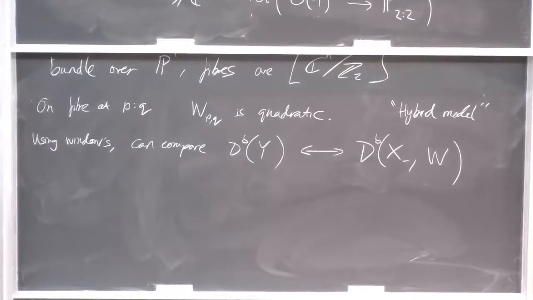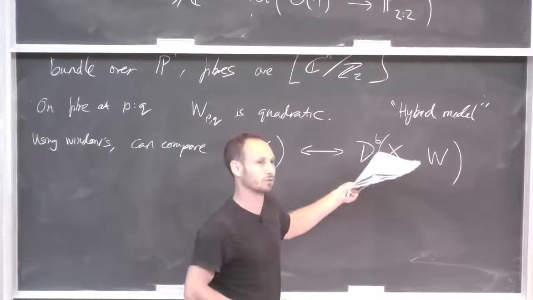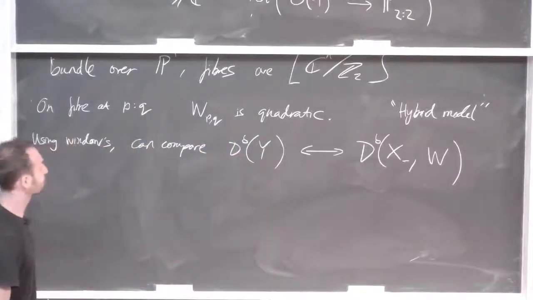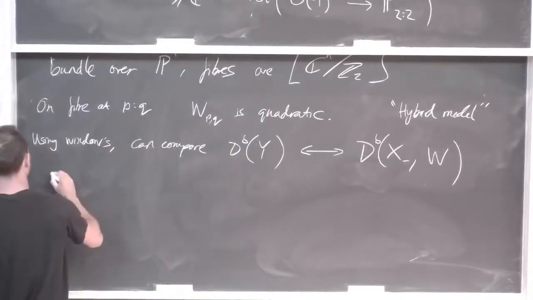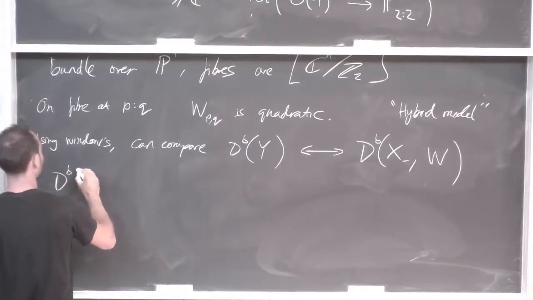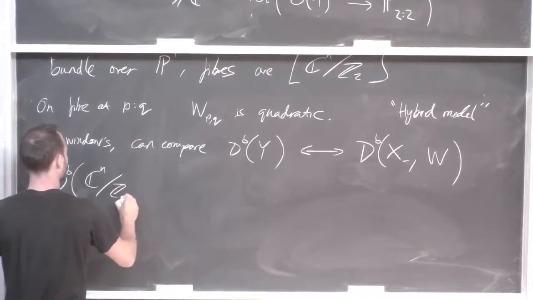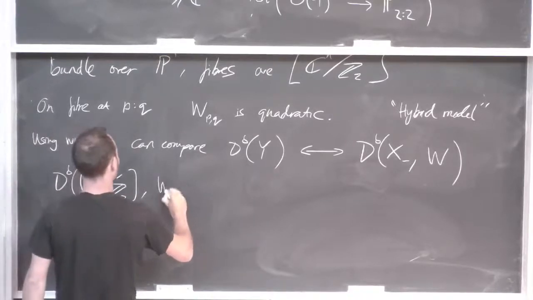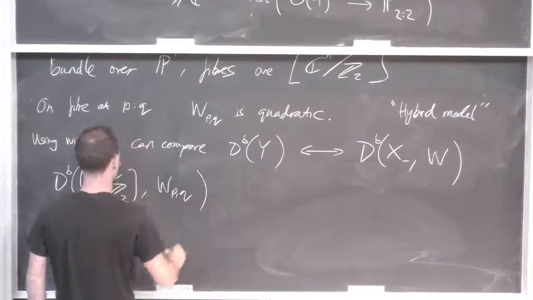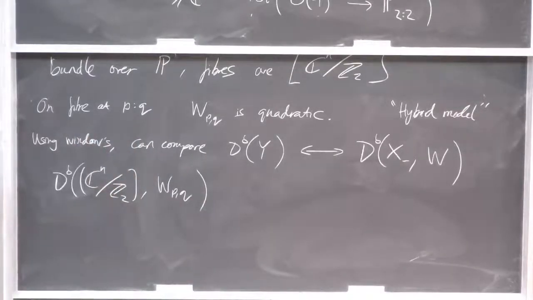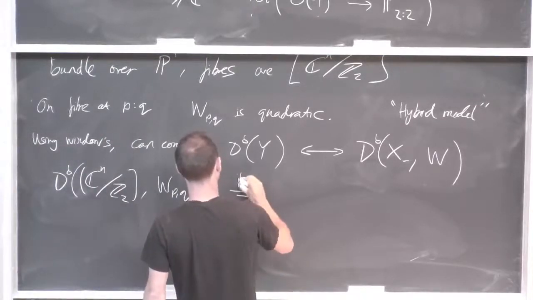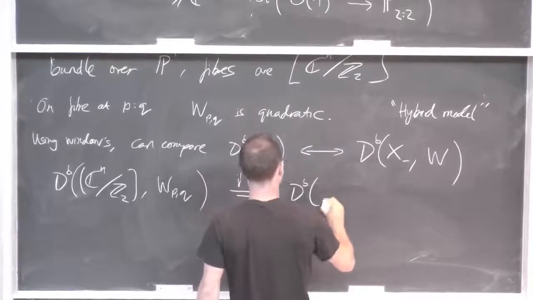Right? But now let me point out that this thing is not so weird after all, actually, because the fibers are really easy. If you want to know what's matrix factorizations on one of these fibers, well, it's just C^n mod Z2, with W being a quadratic. And now Knörrer periodicity kicks in again, right? Using Knörrer periodicity, this is just equivalent to the derived category of either 1 point or 2 points, depending on whether you're odd or even. Right, so let me just say we're in the even case. This will be the derived category of 2 points.